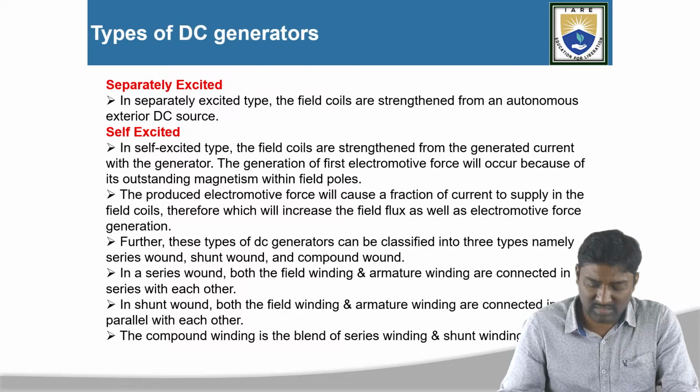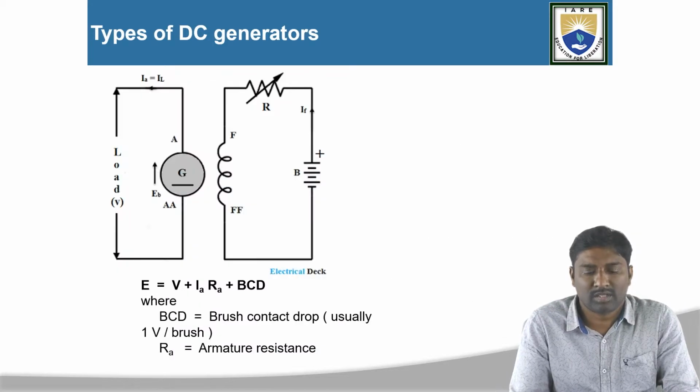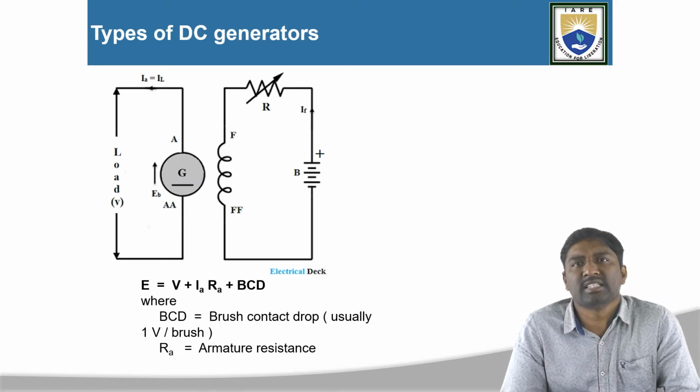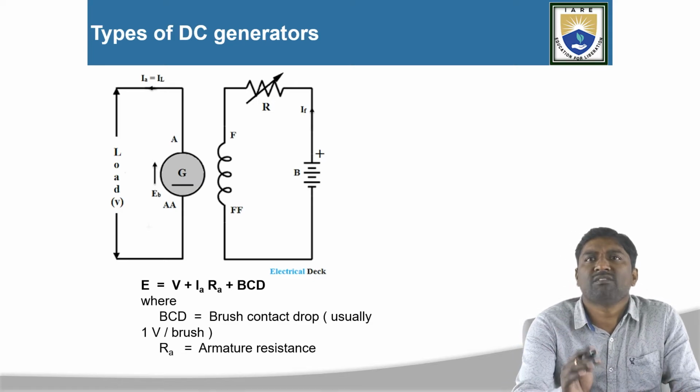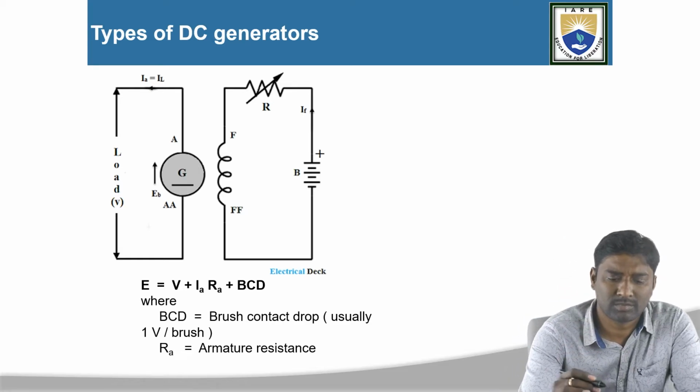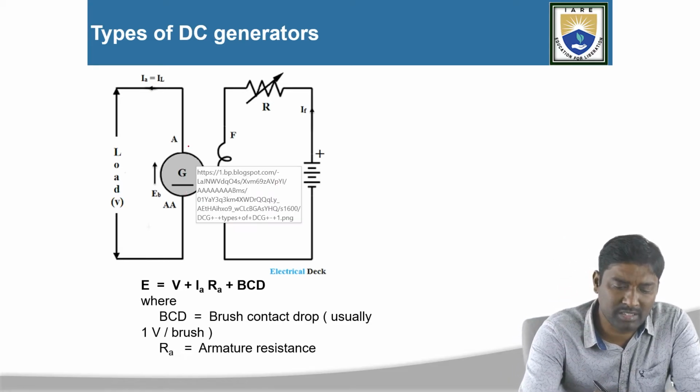Now we'll discuss the separately excited DC generator. In the separately excited DC generator, you can observe here, this is the armature winding.